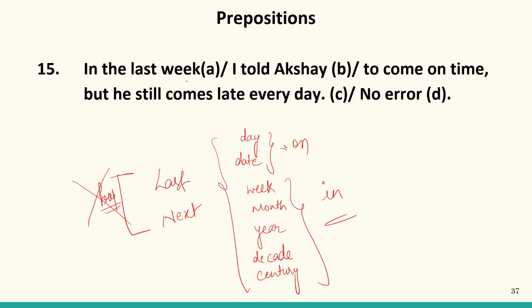So the correct sentence will be, in the last week, I told Akshay to come on time, but he still comes late every day. In this sentence, we use last week. In the should not be used over here. So our answer will be A. So the correct sentence will be, last week, I told Akshay to come on time, but he still comes late every day. So this will be the correct sentence. Now let us move to the next sentence.